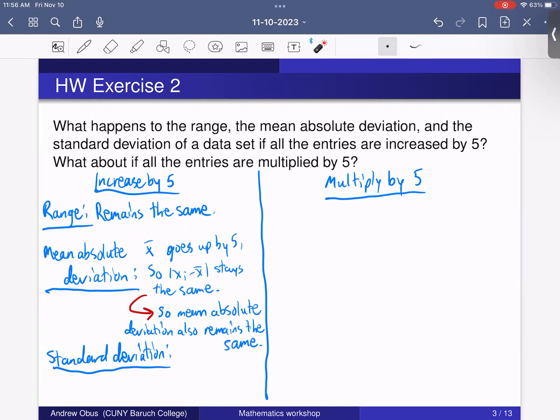So what we see here is that when you increase all of the entries by 5, nothing happens to the mean absolute deviation. Okay, questions on that?